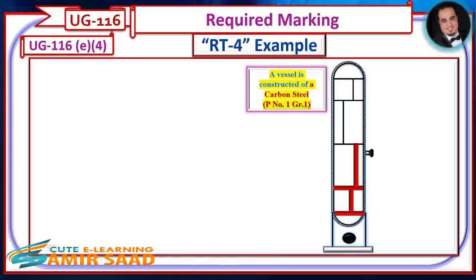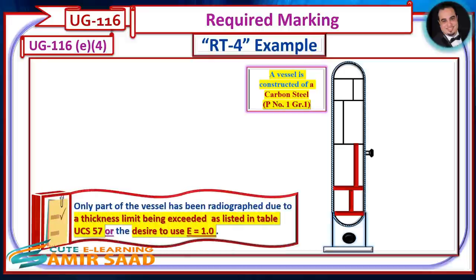RT4 example, as illustrated in the vertical vessel. A vessel is constructed of carbon steel, P number 1 and group number 1. Only part of the vessel has been radiographed due to a thickness limit being exceeded as listed in table UCS-57, or the desire to use E equals 1.